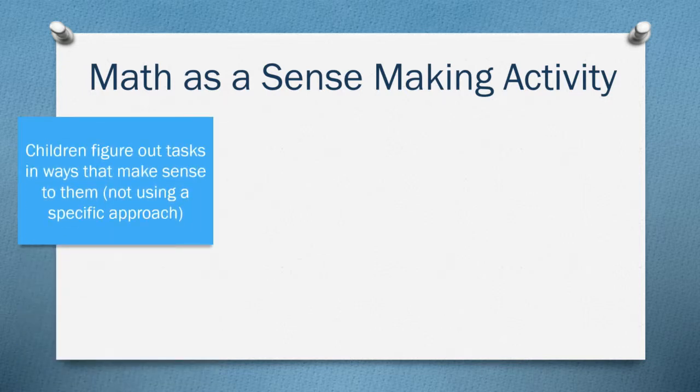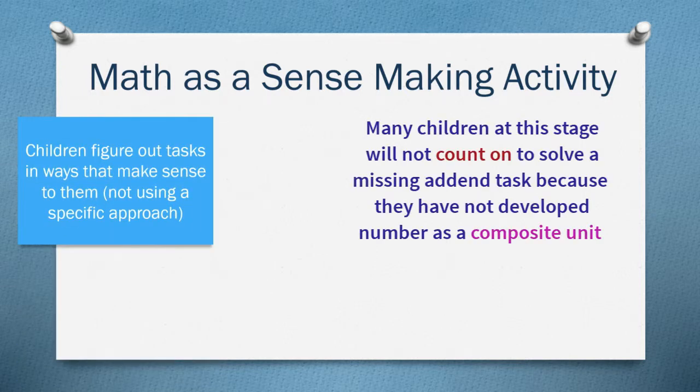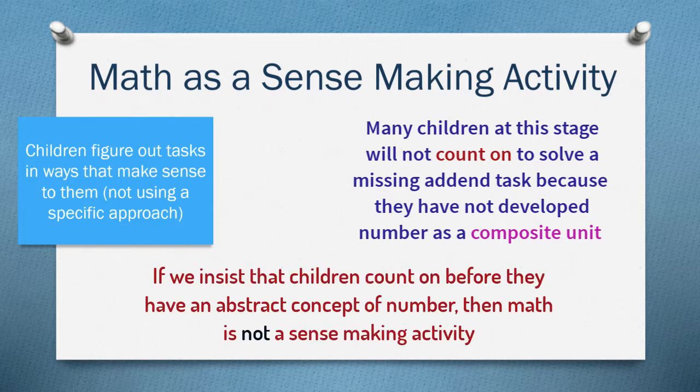It's not to get them to use a specified approach. For example, many children at this stage will not count on to solve a missing add-and task because they have not yet developed number as a composite unit. Such children are unable to count on meaningfully. If we insist that they do so, they will try to learn what it is that I'm supposed to do, rather than figuring out something that makes sense.